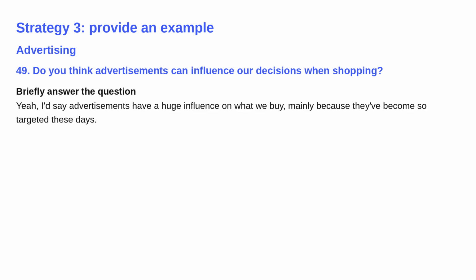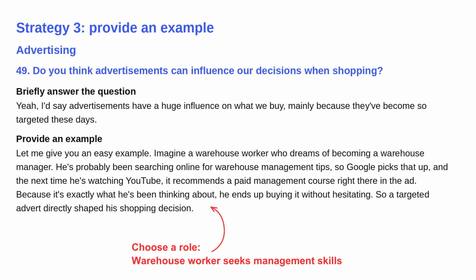Yeah, I'd say advertisements have a huge influence on what we buy, mainly because they've become so targeted these days. Let me give you an easy example. Imagine a warehouse worker who dreams of becoming a warehouse manager. He's probably been searching online for warehouse management tips, so Google picks that up, and the next time he's watching YouTube, it recommends a paid management course right there in the ad, because it's exactly what he's been thinking about. He ends up buying it without hesitating. So a targeted advert directly shaped his shopping decision.